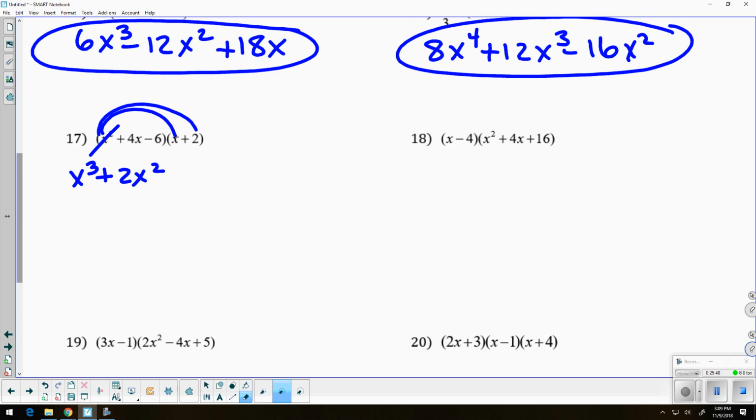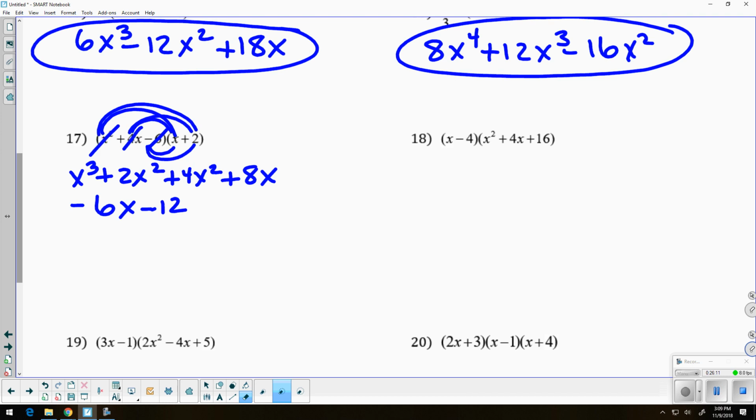Now I want to distribute 4x to both terms. So 4x times x is positive 4x squared, and then 4x times 2 gives me 8x. So I'm done with that one. And now just distribute negative 6. So negative 6 times x is negative 6x, and negative 6 times 2 gives me negative 12. And now I'm done multiplying.